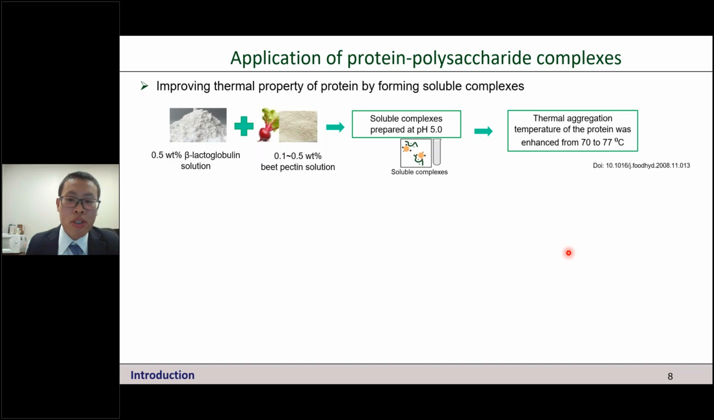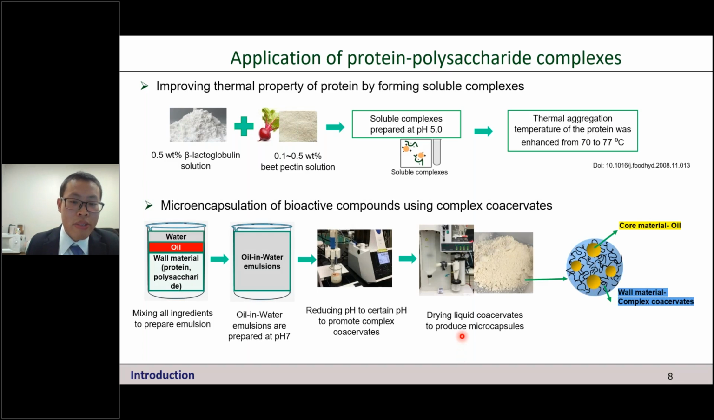Here are two application examples of protein polysaccharide complexes. First, beta-lactoglobulin pectin soluble complexes prepared at pH 5 can improve thermal stability of the protein by limiting the number of protein reactive sites. In another example, complex coacervates are used to microencapsulate bioactive compounds, such as linoleic acid, which could be easily oxidized.